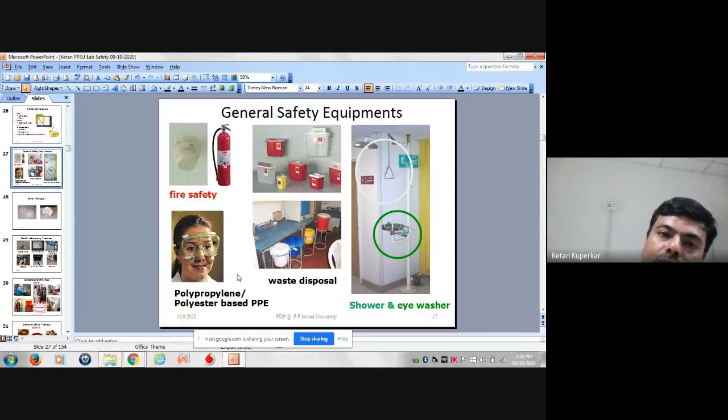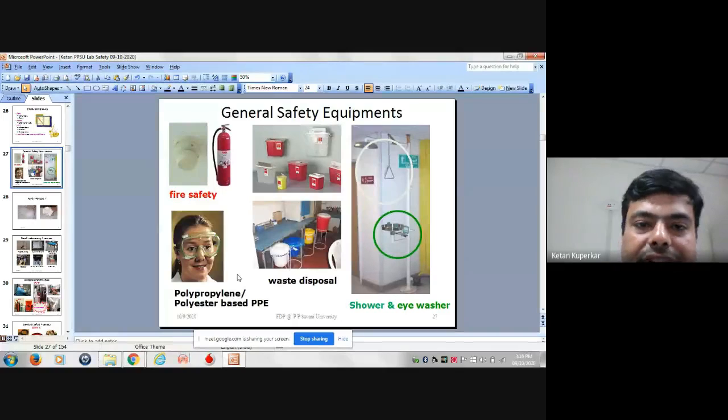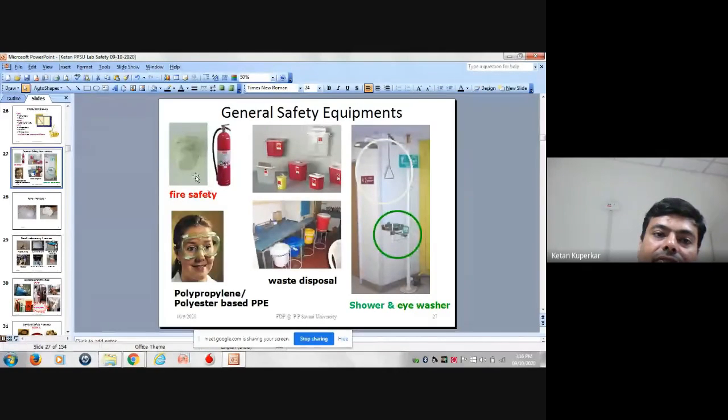Now, general safety equipment. The laboratory must be very much equipped with general safety measures, and a few of them I have exemplified in this slide. The first major one, on the ceiling or at the main entrance, is fire safety. The fire alarm which you are able to see, along with this fire cylinder, the fire extinguisher, is accompanied by a set of dustbins where you can dispose of your waste.